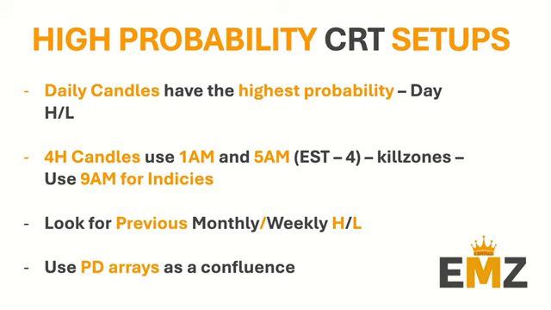And the fourth and final point is to use PD arrays as a confluence. As I've said, if we have candles playing out in an order block, you'd want to mark out the low of the candle and see if market sweeps below that low. I will show you guys what I mean on the real market, so let's get into it.